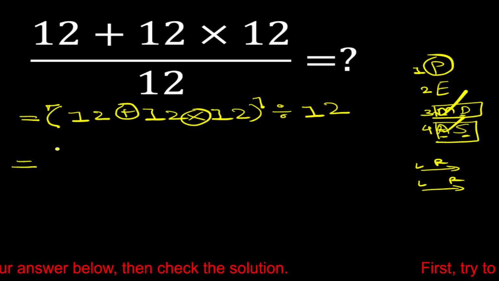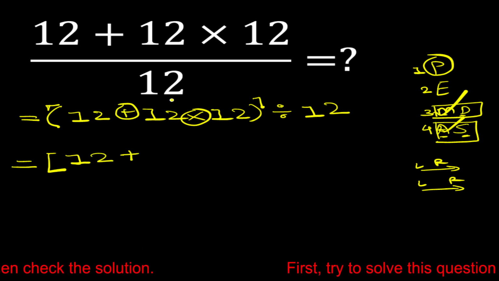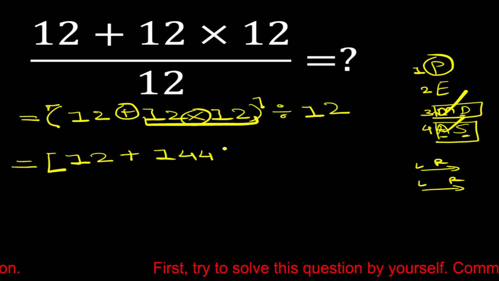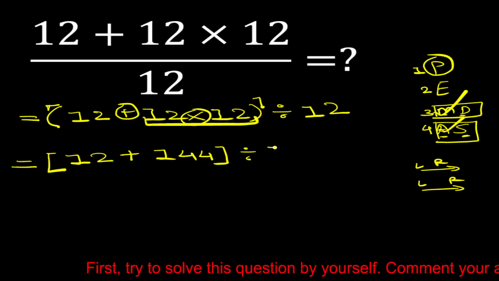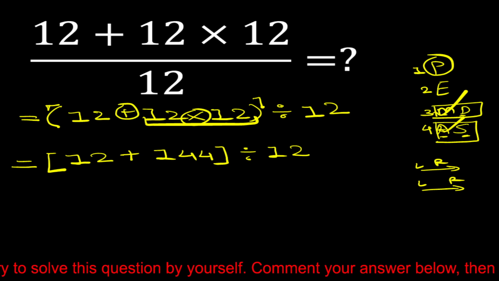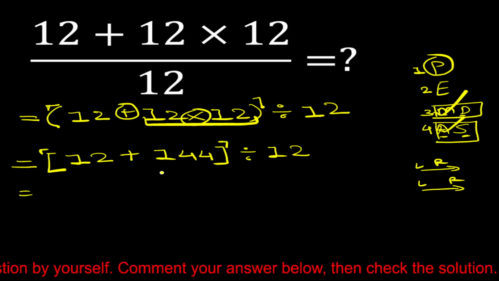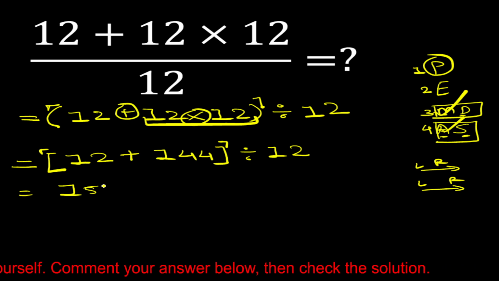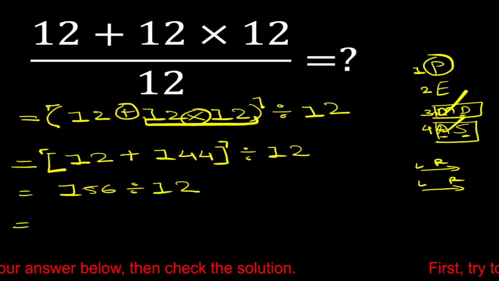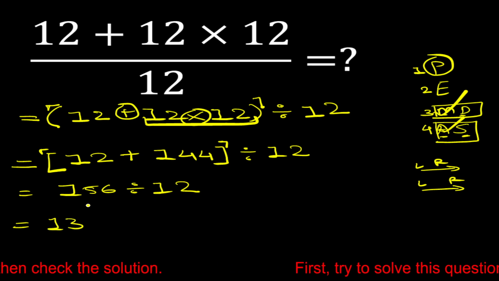So this parenthesis is equal to 12 plus, now solve this multiplication: 12 multiplied by 12 is equal to 144, ÷ 12. Now first we have to solve this parenthesis. So 12 + 144 is equal to 156, ÷ 12. Now 156 ÷ 12 is equal to 13.